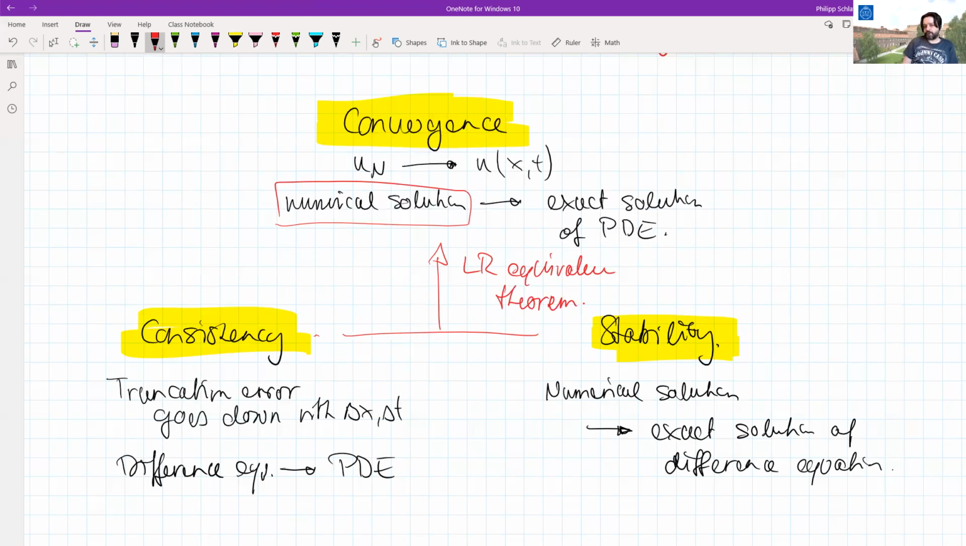So therefore, we have a proof which works for linear cases that consistency and stability together give convergence if the problem is well posed. Therefore, also the idea of well posedness, which we have introduced at the very beginning, is actually a crucial concept also in this proof.